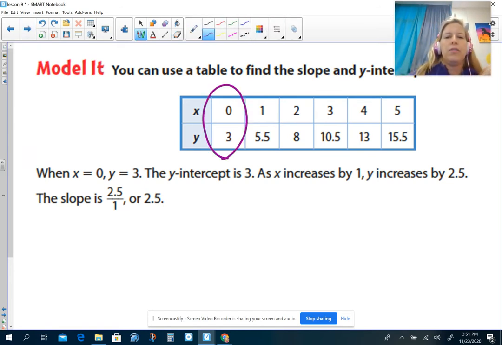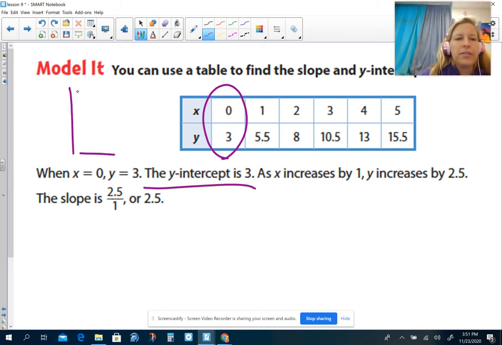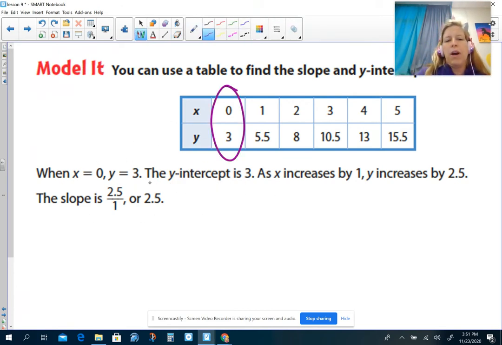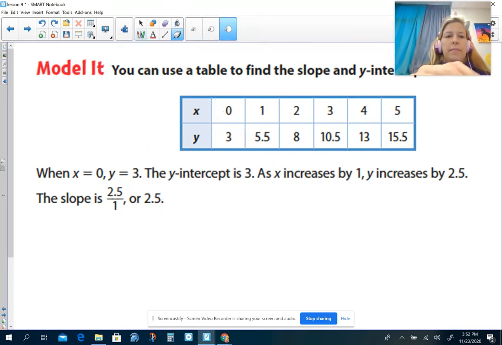Remember we talked about day 1, when my x is 0, whatever my y is becomes my what? My y-intercept, because on my graph, when x is 0, it's going to be on the y-axis. Okay? Good. So that's my perfect starting place. So here it tells me my y-intercept is 3. So let's see if we can find our slope.